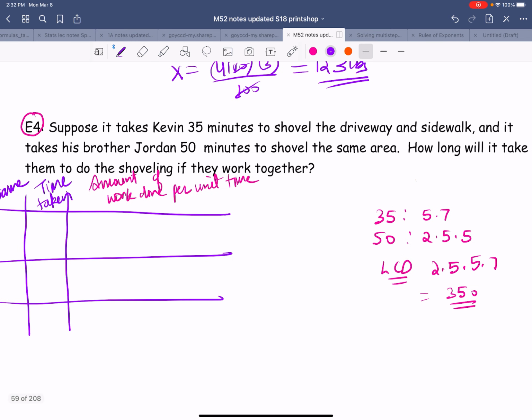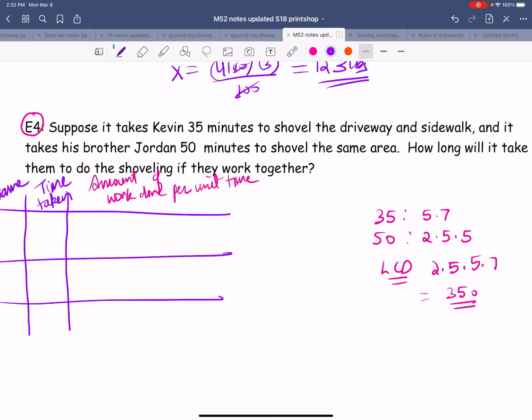Next kind of application we're going to look at, these are called the work applications of rational functions. In these kinds of problems, we'll be talking about 2 or 3 or more people. Think about if I take 5 minutes to clean the whiteboard, what part of the board is cleaned after 1 minute? It would be 1/5.